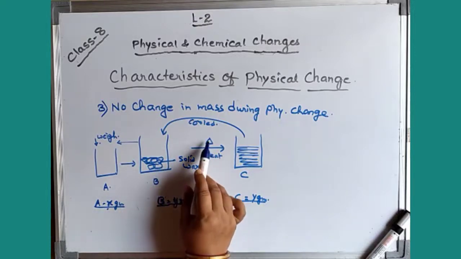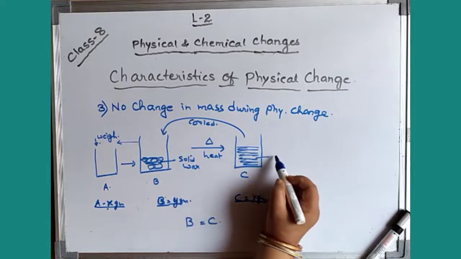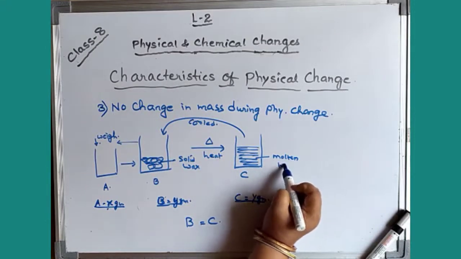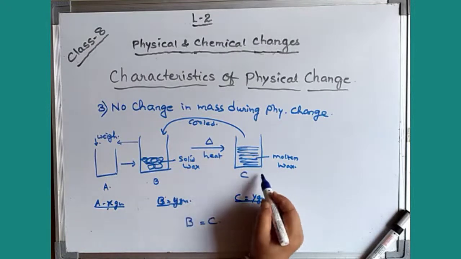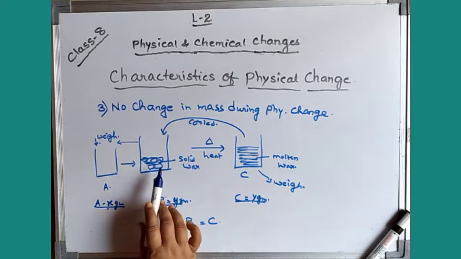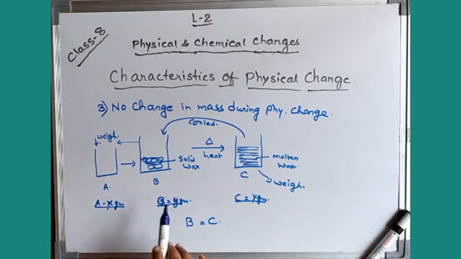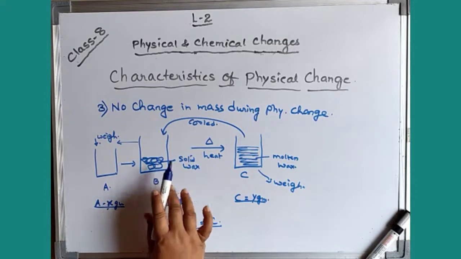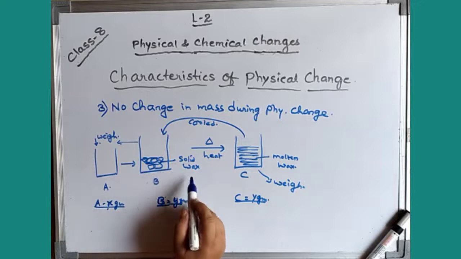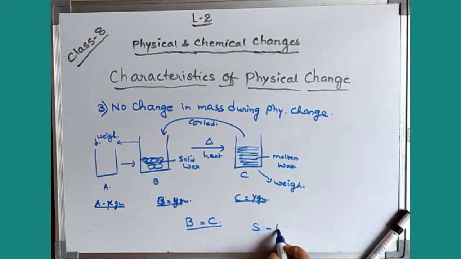When the beaker is being heated, this is the symbol of heat. The solid wax melted down and is now molten wax. Then again with this molten wax along with the beaker, we weigh this. We find that the weight of B and weight of C are the same. There is no change in the weight. That means it proves that there is no change in mass when the physical change is going on. What is the physical change going on? Solid is changing to liquid. So when the solid changes to liquid state in the physical change, there is no change in mass.